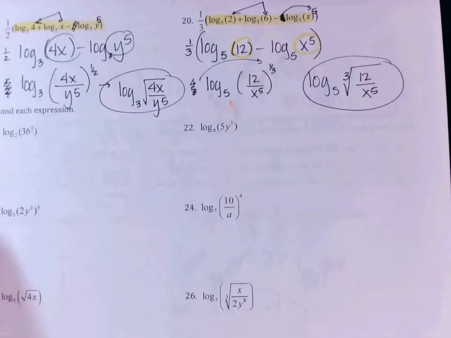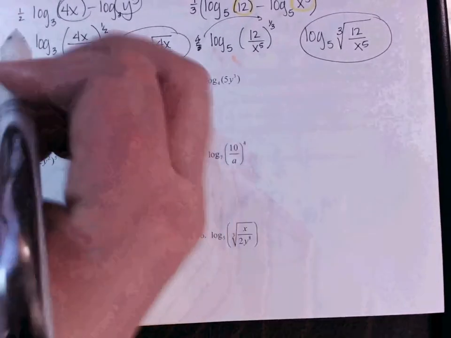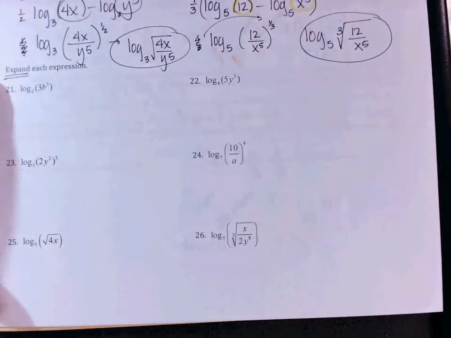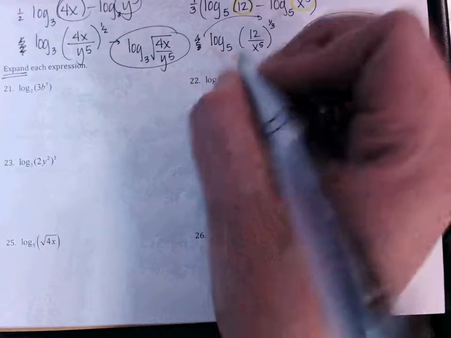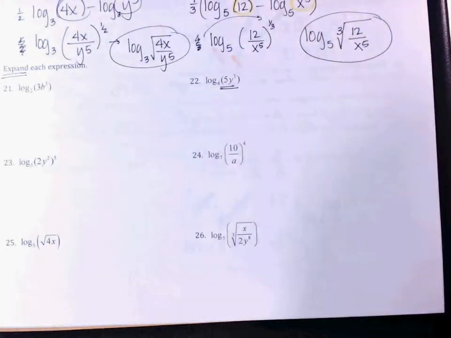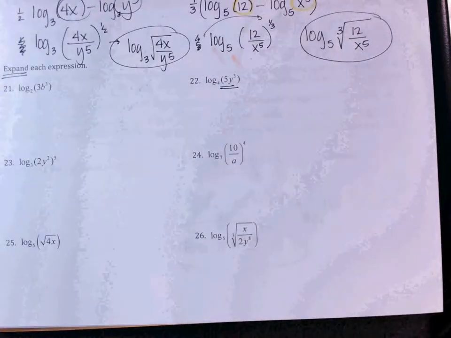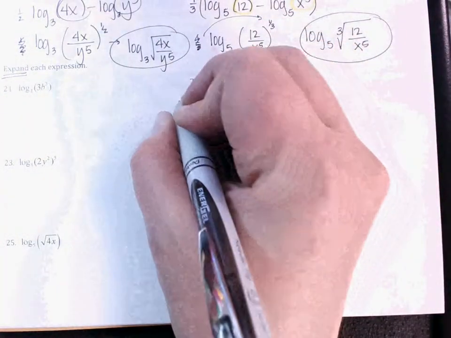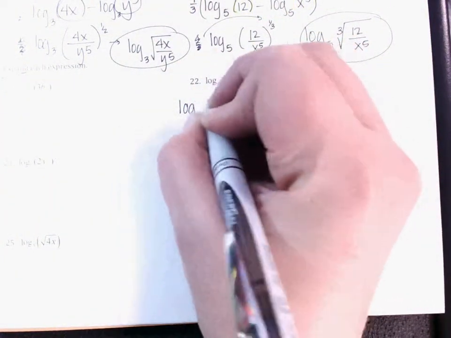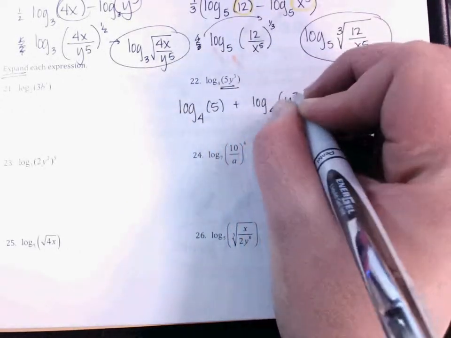All right, now, in the bottom section, you're doing it backwards. So look at your instructions, it says to expand. So if I'm looking at number 22, continuing down that right side, what do I do if 5 and y cubed don't want to share their log anymore? Add or subtract? Are they multiplied or divided? 5 and y are multiplied, so I separate by adding. So it'd be log 4 of 5 plus log 4 of y^3.